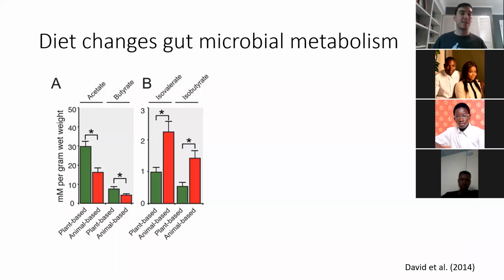And then, at a high level, in the human gut microbiome, we know that diet can change how our gut microbes are metabolizing things. This is another study by my advisor, and in this study, volunteers ate either a plant-based diet, meaning they had no meat, no milk, no eggs, or an animal-based diet, meaning they essentially only ate meat and cheese for a week.